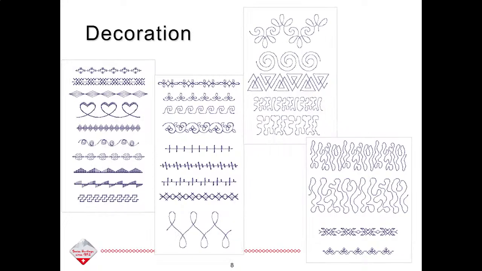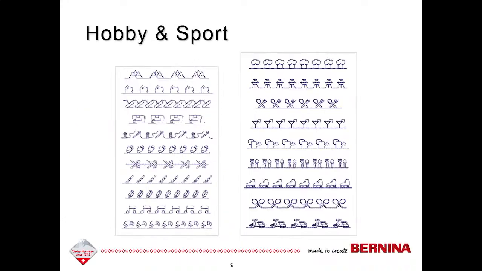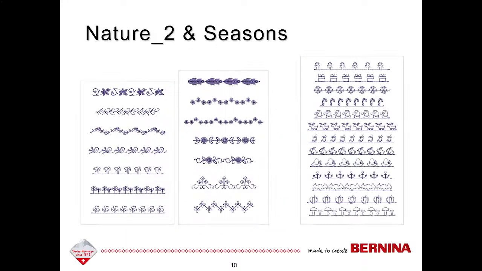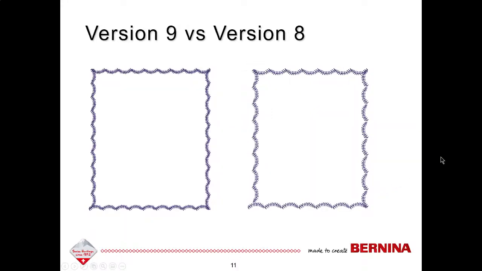Then we have our decoration ones. Some of these are quite large. Hobby and Sport, so we now have a sewing machine stitch. Nature 2 and Seasons, so there's 2 panels of Nature 2. We now have some fun palm trees. And then Seasons, we have some like candy canes. Little bats. Super cute.